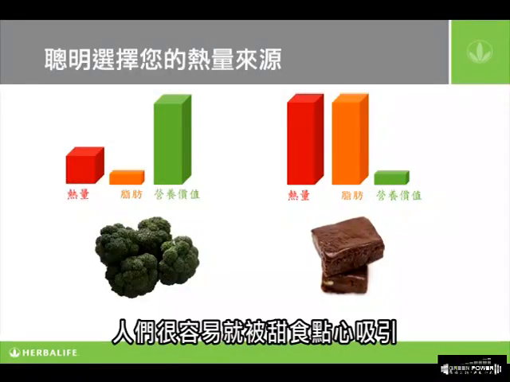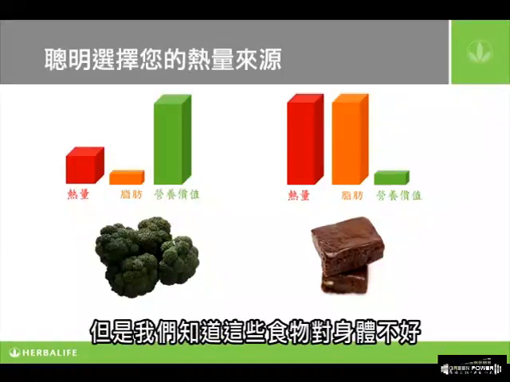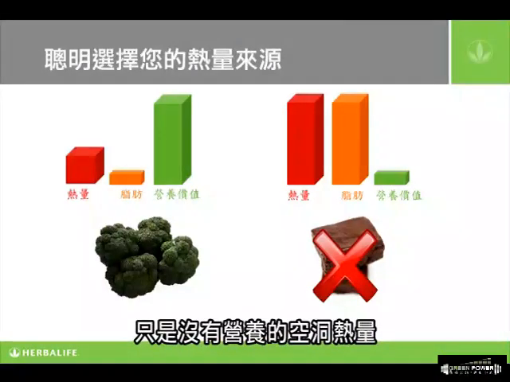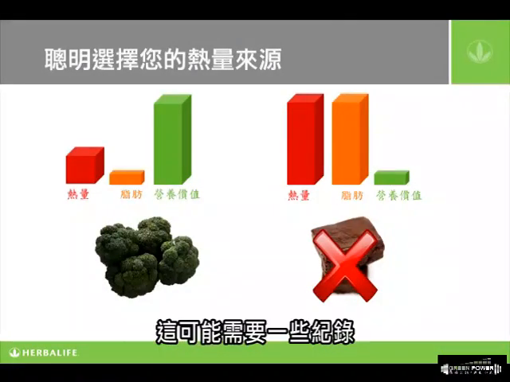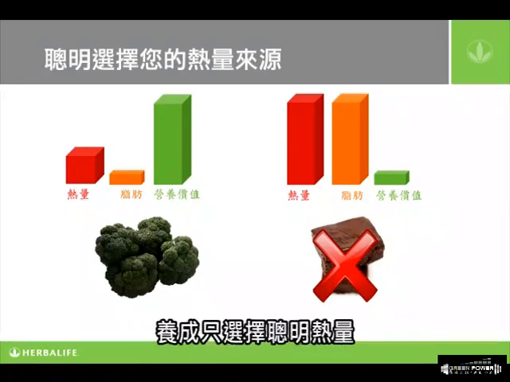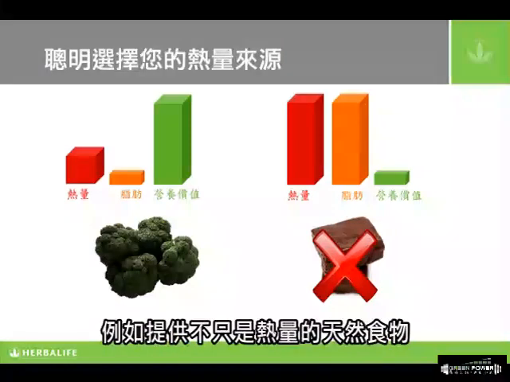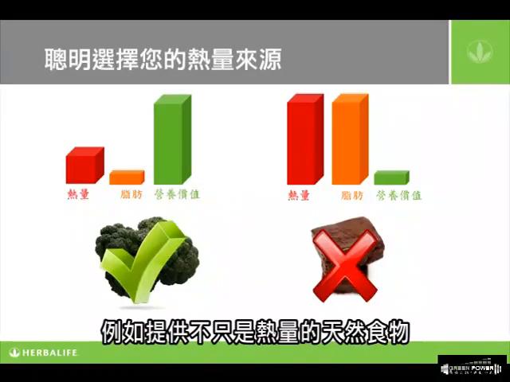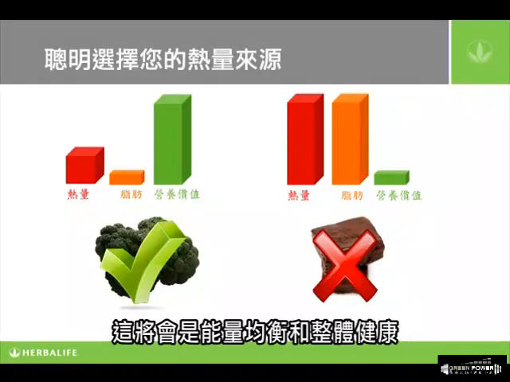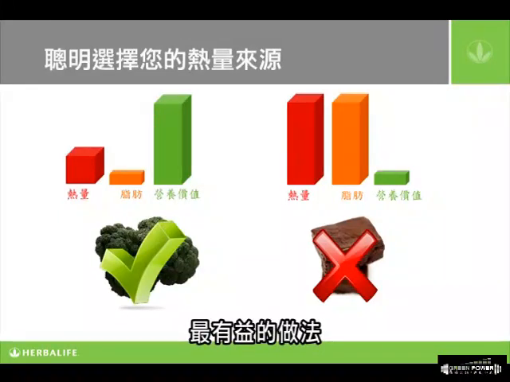It's easy to reach for sugary snacks that will please your taste buds, but we all know they're bad for us and are just empty calories. It might take a little discipline, but it's best for your energy levels and your overall health to get in the habit of choosing smart calories, such as natural foods that offer a lot more than just a low-calorie count.